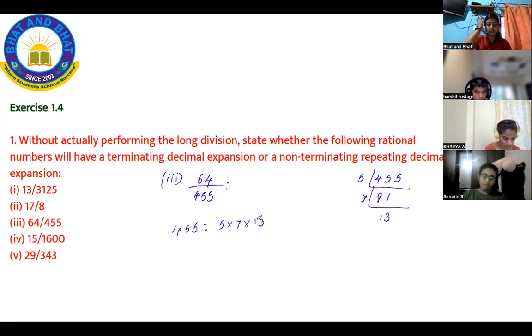So now 5 into 7 into 13 we got. It is not in the form of 2 raised to n into 5 raised to m. It is not in the form of this, correct? Therefore, it is not terminating. Okay? Got it?